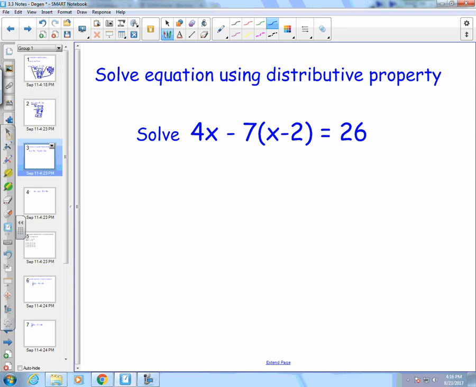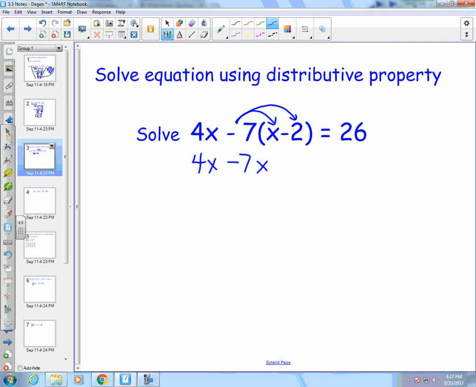Let's solve an equation by using the distributive property. Sometimes there will be parentheses in the problem that we need to get rid of, those grouping symbols, first. And if you look up here, this is 4x minus 7 times the quantity x minus 2. We do not take 4x minus 7. What has to happen is this negative 7 has to be multiplied by the x and the negative 2 inside the parentheses. So we start out writing 4x, and when we distribute that negative 7, that becomes negative 7x.